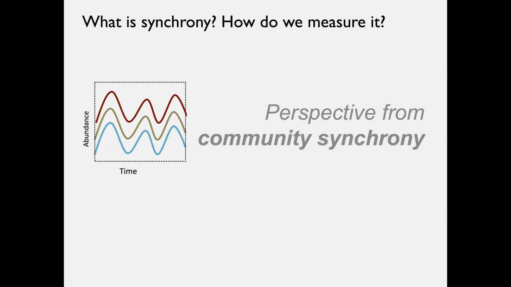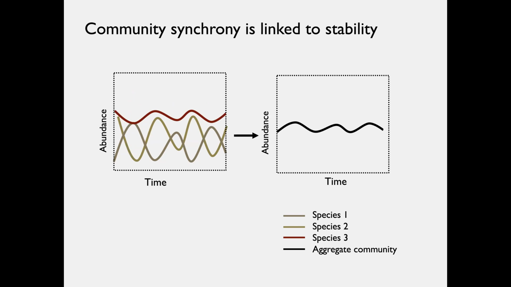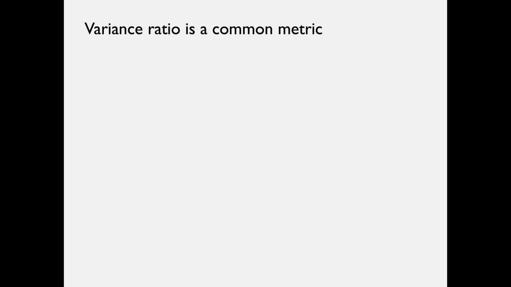And now let's think about what's happening over here in the community synchrony world. Over in community synchrony, for a long time, we've really focused on community synchrony as it's linked to stability. So this idea that if species are fluctuating in tandem in the same patch, you're going to have really variable ecosystem function. And conversely, if they are fluctuating out of sync, so if they're trading off over time, you're going to have what's often termed compensatory dynamics, but greater stability, because one species compensates for another as it rises and falls. And a very classic way to measure this has been the variance ratio.